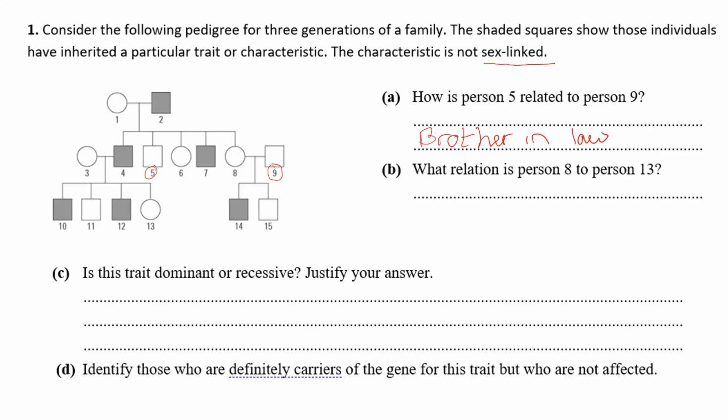Okay, what relation is person 8, where's person 8 there, to person 13? Alrighty, so if that's person 13's father, and number 8 and number 4 are siblings, that would make number 8 an aunt.